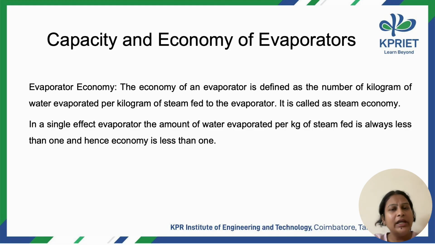So in order to improve the economy of an evaporator, we normally go for more than one effect, which means we have a single effect evaporator followed by another evaporator, followed by another evaporator. When we have more than one evaporator in the setup, we call it a multiple effect evaporator, and each one is called an effect. For example, the input to the first evaporator will be steam. Obviously, some amount of vapor is going to come out of my first evaporator, right?